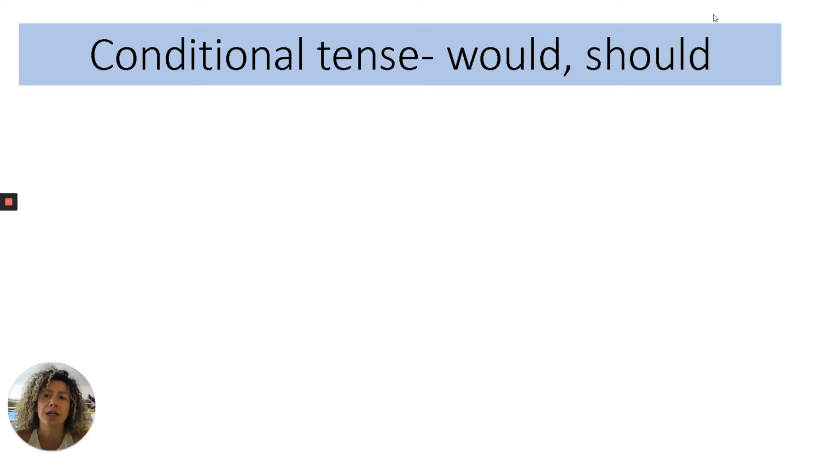So the conditional tense is the tense that in English you use to say "I would" or "I should". I'm going to give you a couple of examples. The first sentence: I would travel to Spain next year. So this is not certain, it's not a fact. I might do it, I might not.